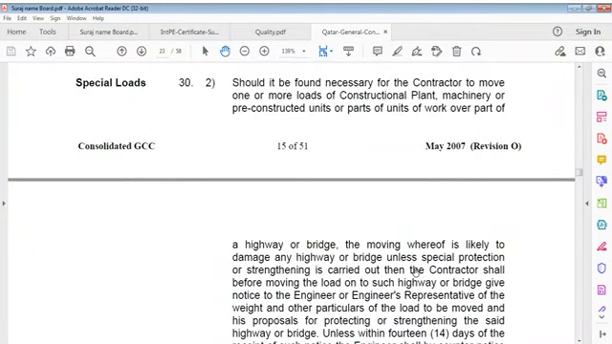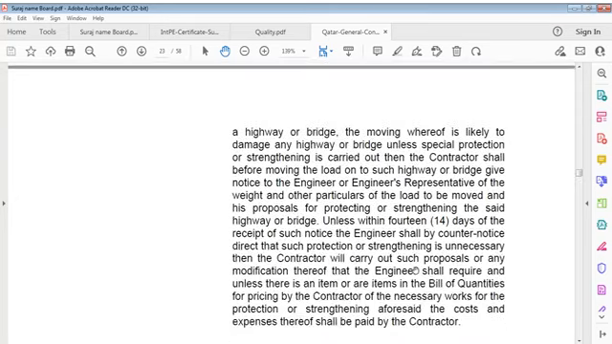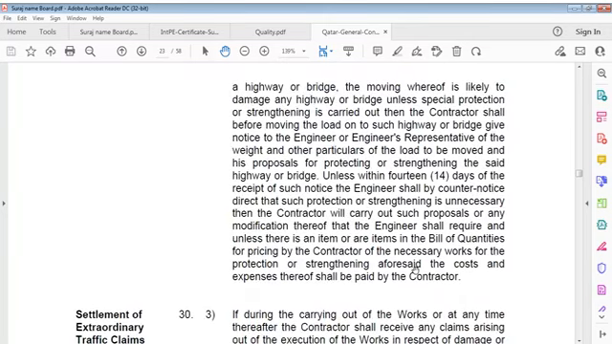Special load. Should it be found necessary for contractor to move one or more loads of construction plant, machinery or pre-constructed units or parts of units of work over part of a highway or bridge, moving whereof is likely to damage certain highway or bridge, unless special protection or strengthening is carried out, then contractor shall, before moving load onto such highway or bridge, give notice to engineer or engineer's representative.